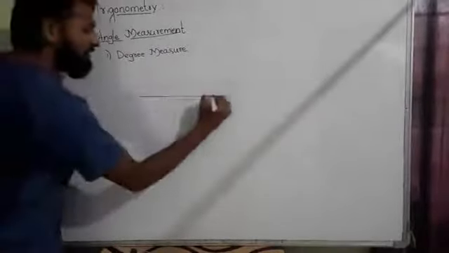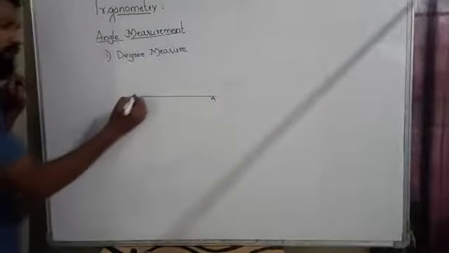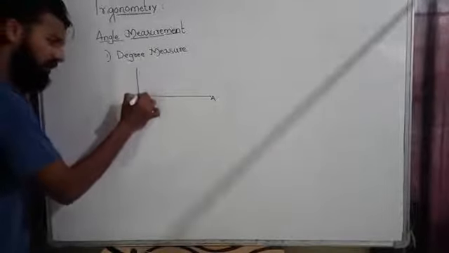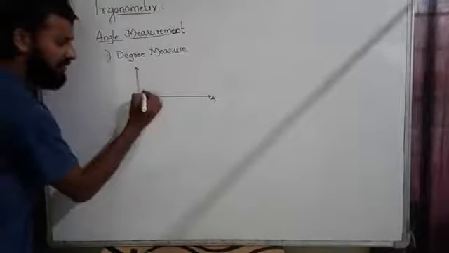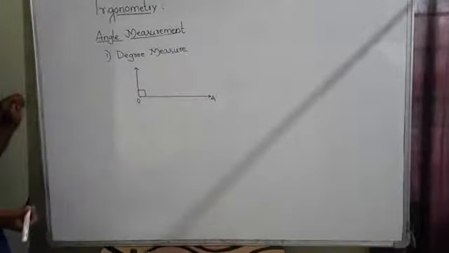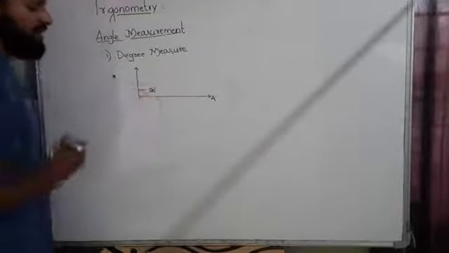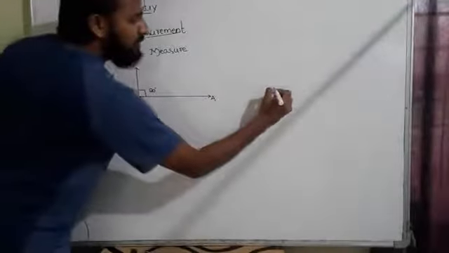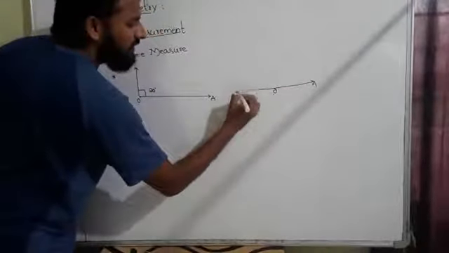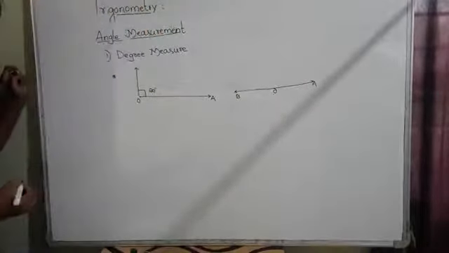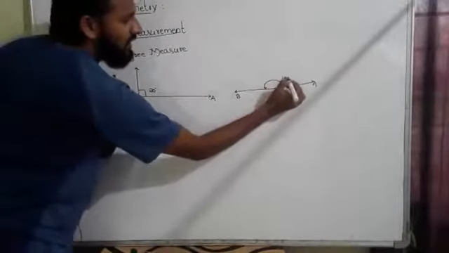Let's say this is my initial line OA. Suppose the terminal line is like this. Now what is the angle between these two? This is 90 degree, isn't it? So this is the first case that we know, this is 90 degrees. What about if the initial line is like this, OA, and the terminal line is like this, OB? Now what is the angle? The angle here is 180 degree.